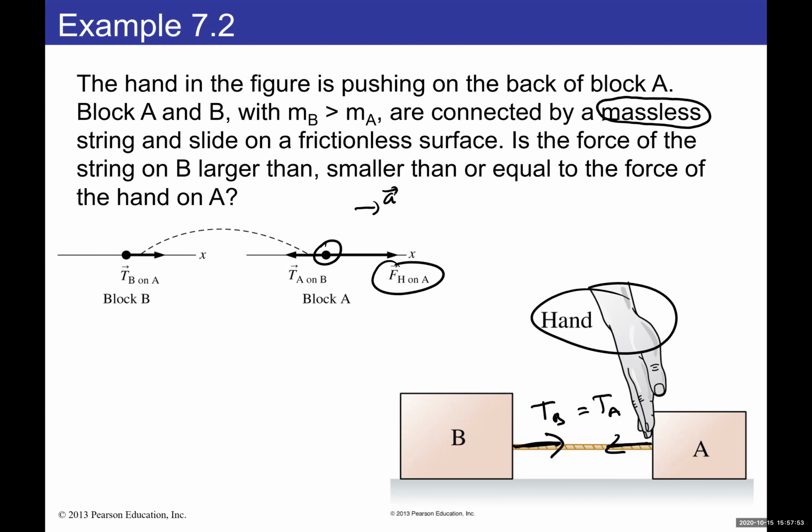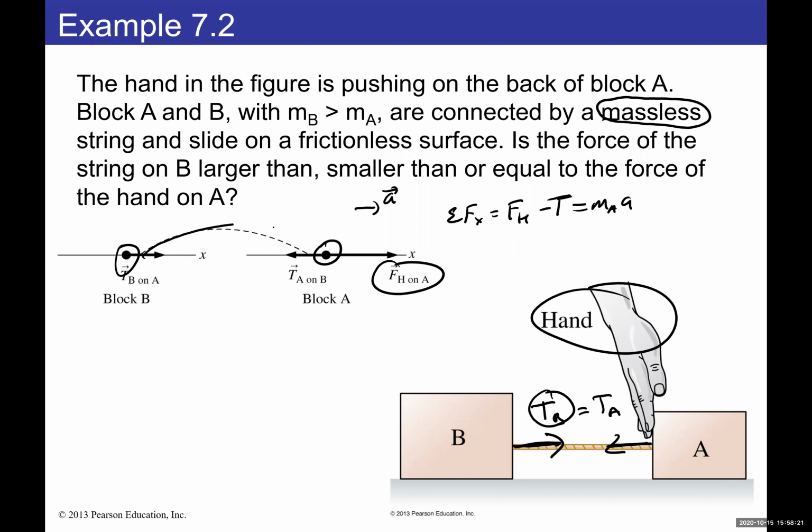Well, if it accelerates to the right, that means the net force in the x direction equals F of h minus, let's say, tension. This is equal to the mass of A times acceleration. Okay. And what I have here is the block B, right, has only one force acting on it, and that's basically tension from the string.